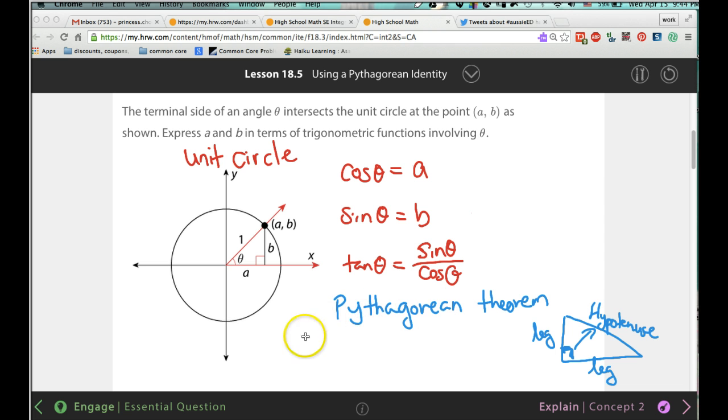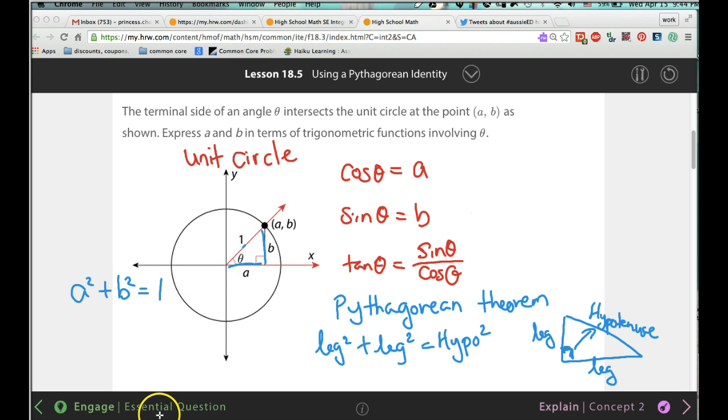So then, what is the Pythagorean theorem again? That will be your leg squared plus leg squared, and that equals hypo squared. And everybody got that, right? But then I said, we need to combine all of these together in the same screen. So looking at this triangle, this is a leg and this is a leg. So if you plug it into the Pythagorean theorem, you'll have a squared plus b squared equals, oh, the hypotenuse is 1 squared, and 1 squared happens to be 1.